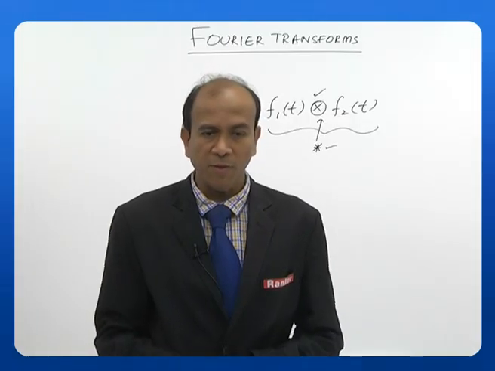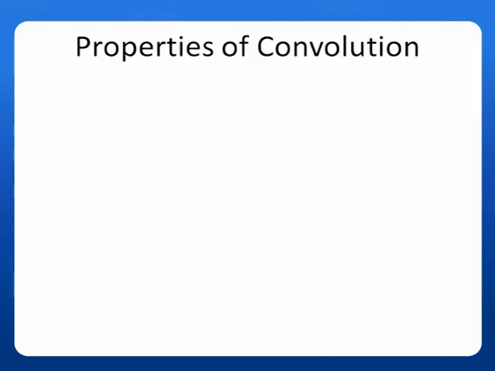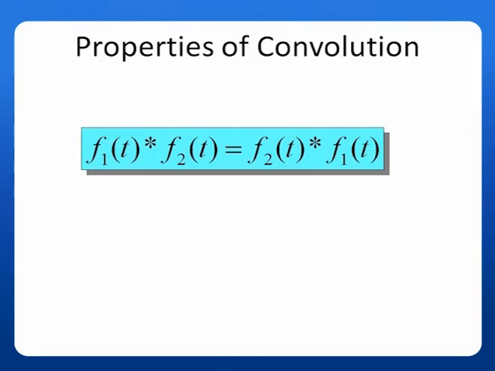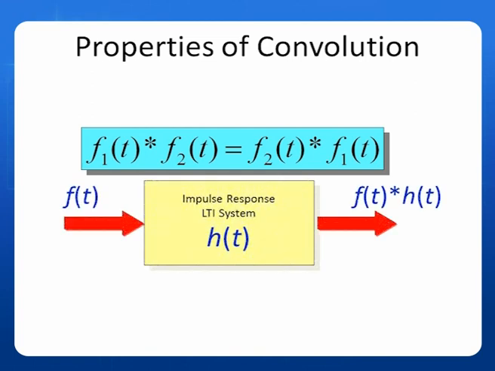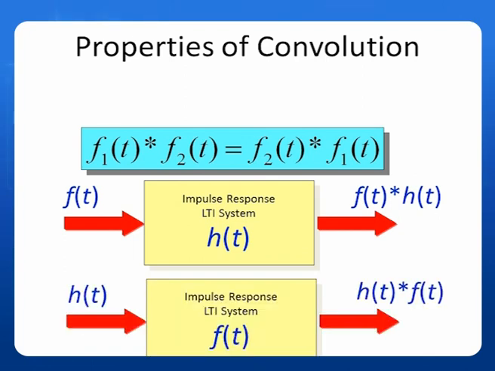Let us see some properties of convolution. The first property is f1(t) convolved with f2(t) is equal to f2(t) convolved with f1(t). Let us see a small example here. As you see here, we have an LTI system having a response of h(t), and the input to the system is f(t). Then the output will be the convolution of f(t) and h(t). So if I make the input h(t) and the system has the function f(t), then the output will be h(t) convolved with f(t).